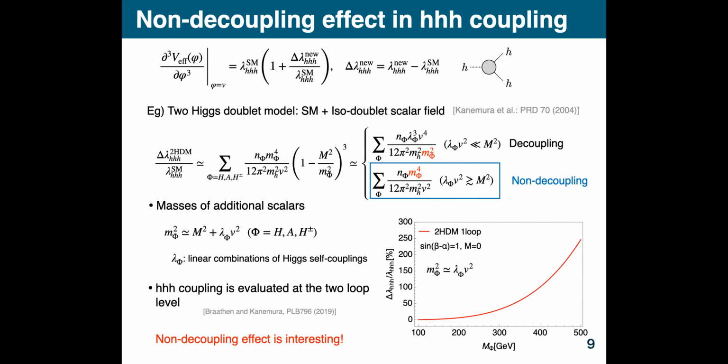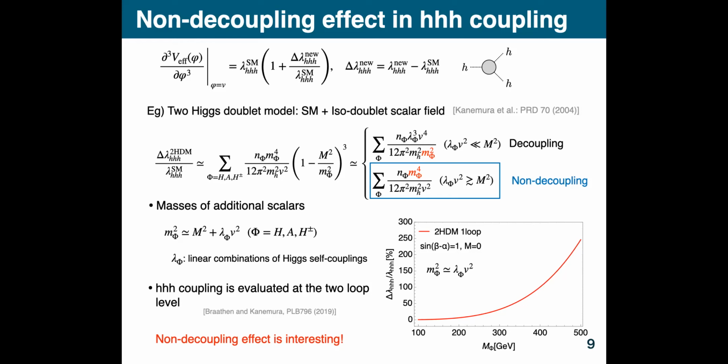So we can consider two cases. The first one is that this first term is leading in the mass of the additional Higgs boson. Then the triple Higgs boson coupling can be expressed by this formula like this. In this case, the deviation is proportional to the inverse of M5 squared. Therefore, when we take the large M5 limit, the deviation gets small. This behavior is the so-called decoupling behavior.